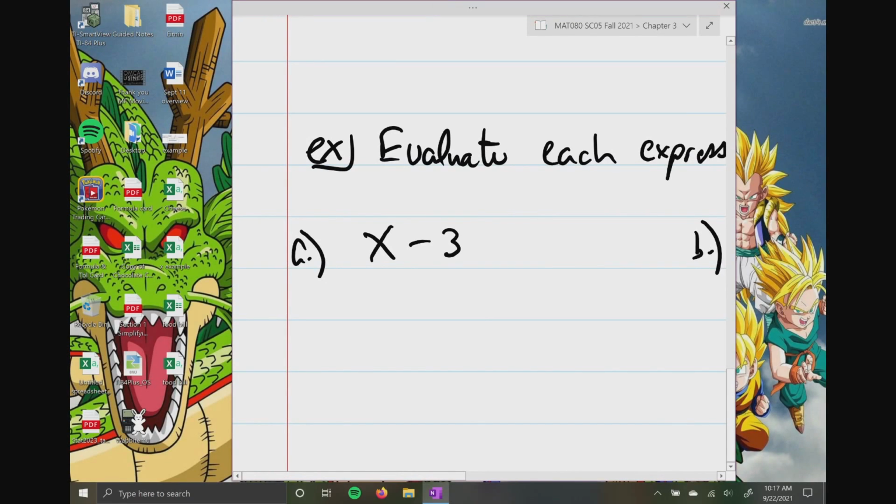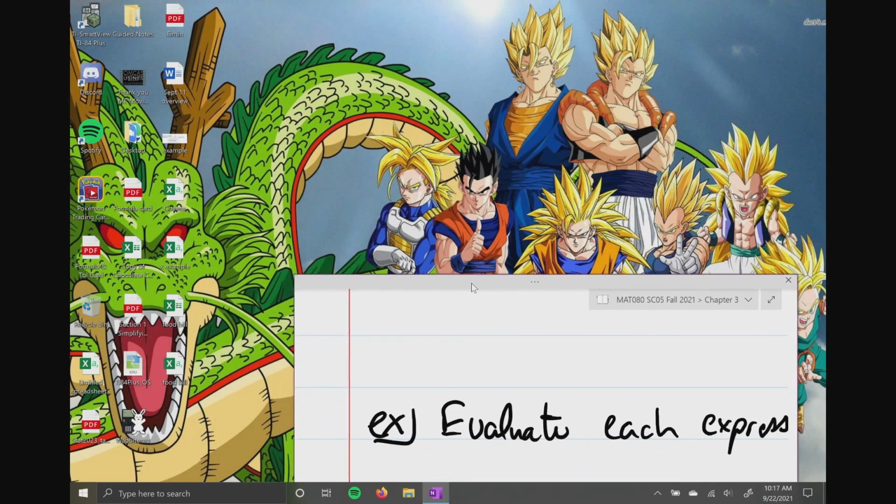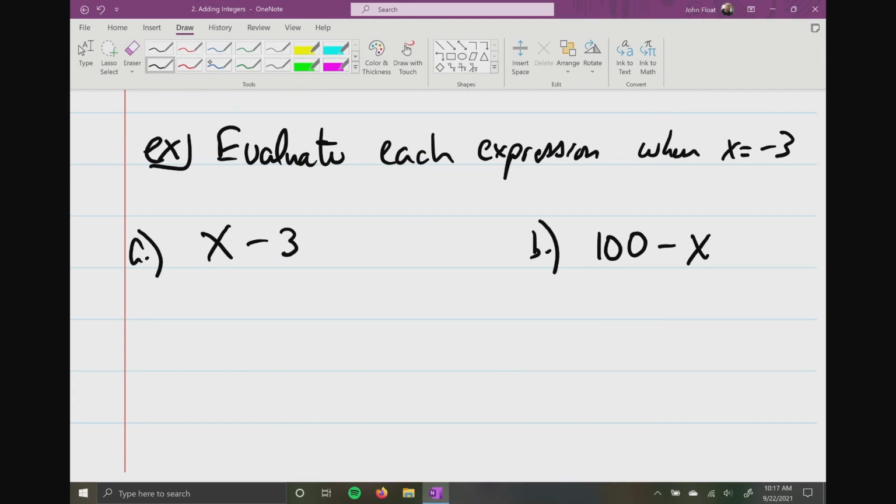Oh, geez, oh man. Give me a sec here. I changed my desktop to all the Super Saiyans for Dragon Ball Z. Not that you care, but I figured I'd share that.